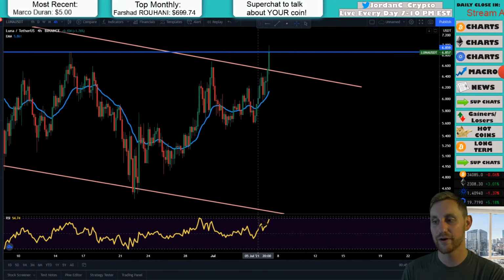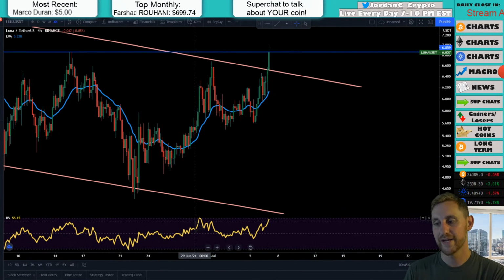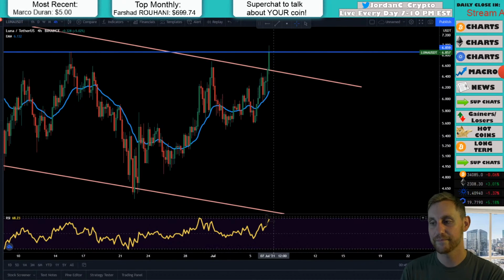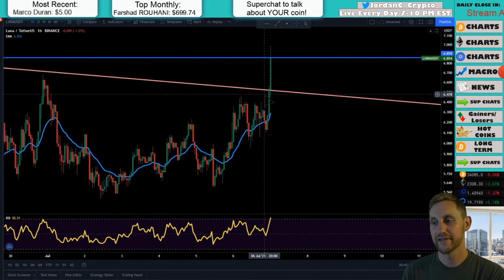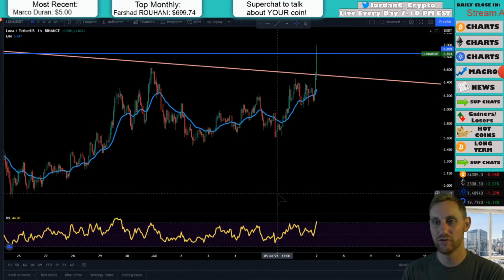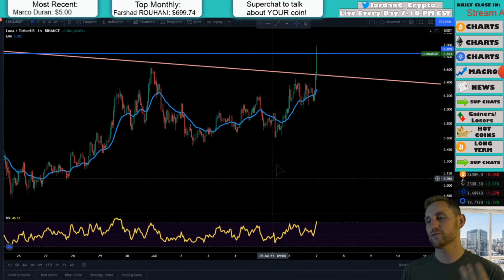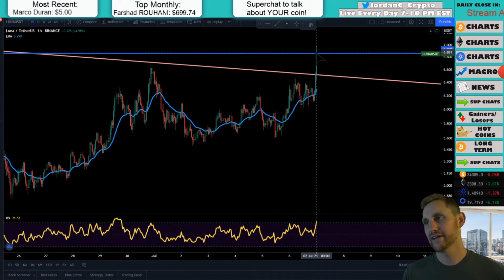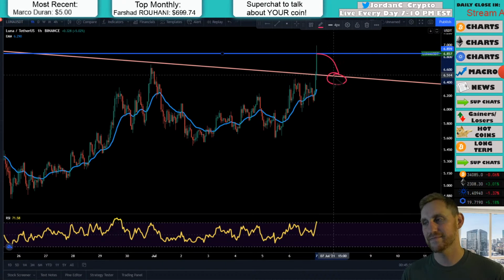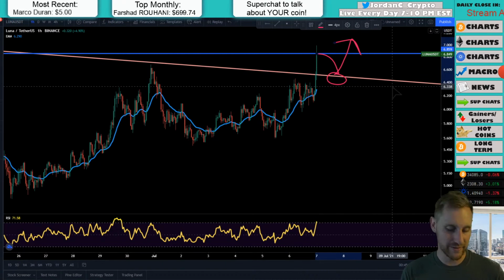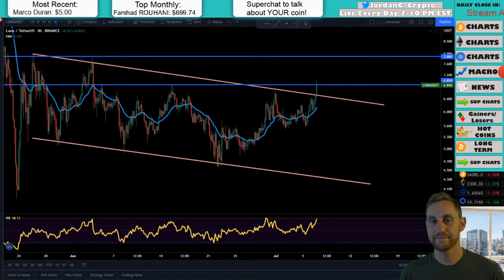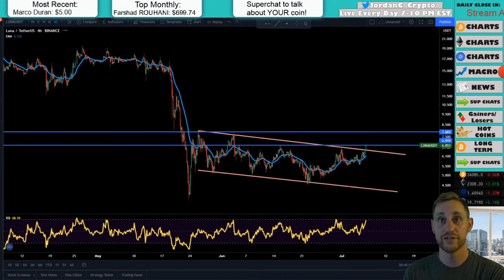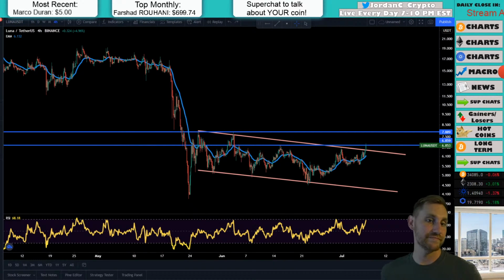Now the 4 hour, keep in mind, you might have some bearish divergence forming here on the 4 hour. And on the hourly, you get a little bit overbought. So you might need to cool down a little bit, maybe come back down, retest, and then continue up. Certainly a possibility. But Luna's looking good, dude. Luna's looking good.